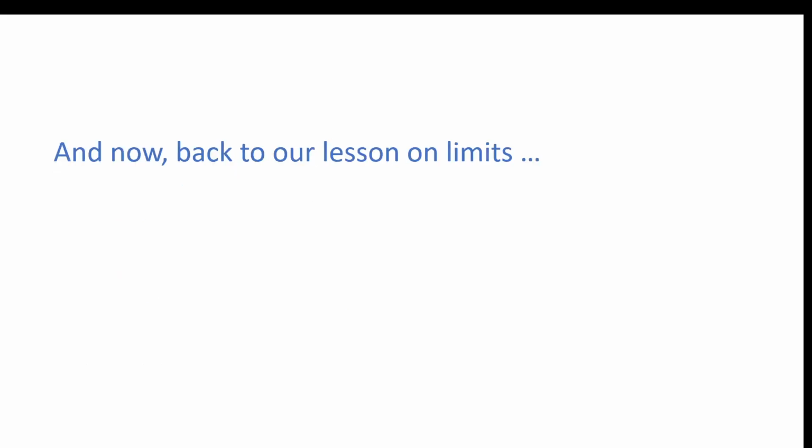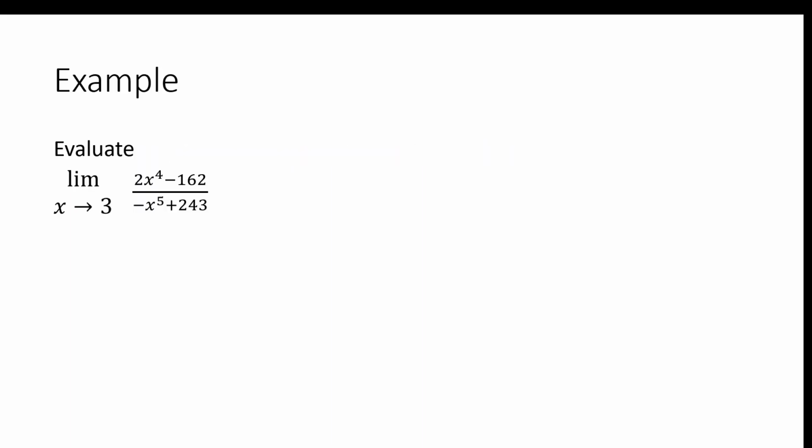And so now back to our lesson on limits. What we've done here is we've shown you a new way of factoring, because that new way of factoring might come in handy for some of these harder questions. So suppose we were given the question to determine the limit as x goes to 3 of 2x to the 4 minus 162 over negative x to the 5 plus 243.